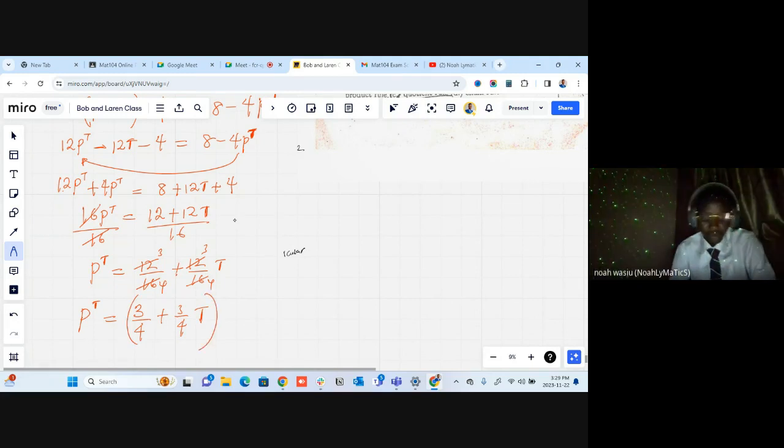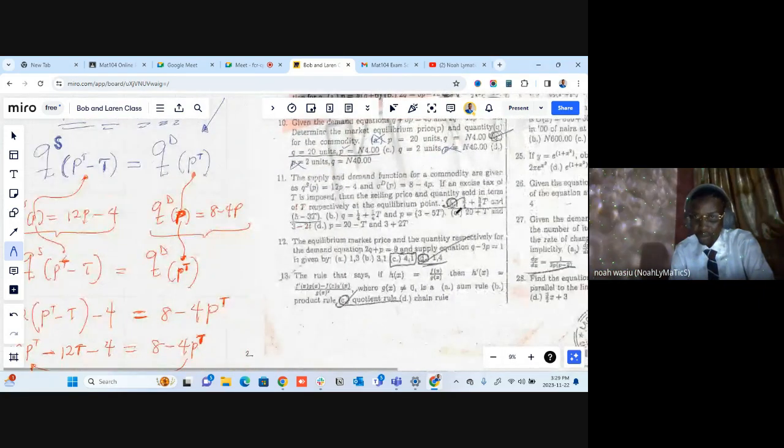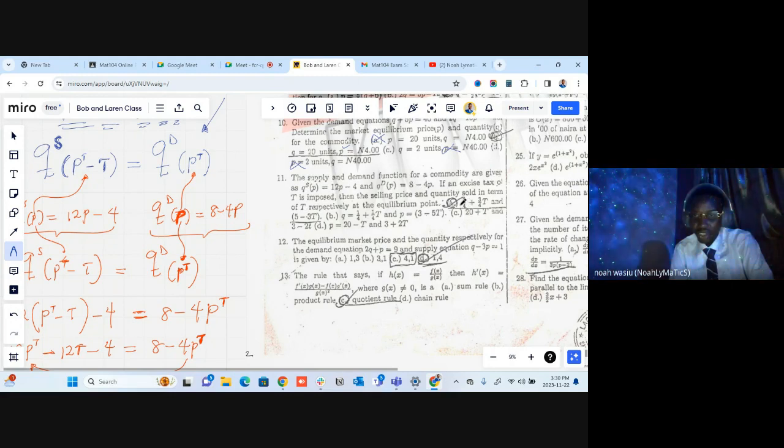So let's check the options. This answer here is related to option A, that's 3 over 4 plus 3 over 4t. This particular one here is the excise tax for the selling price. They asked us to look for the selling price and the quantity sold in terms of the excise tax. So what I just found now is P raised to the power of t, that's the selling price of the excise tax. So that's the first answer.